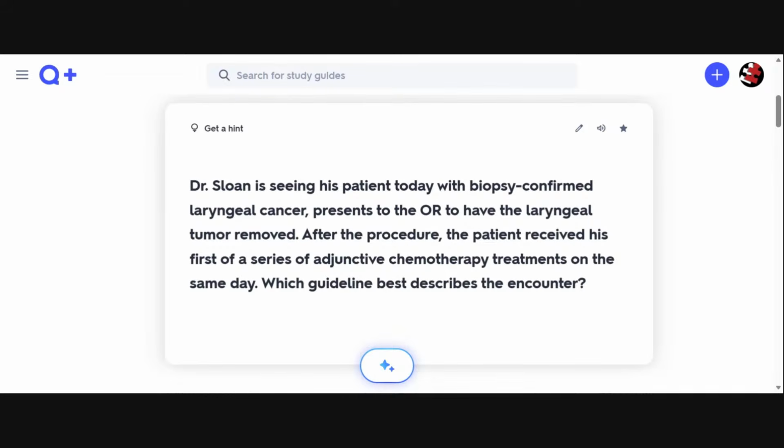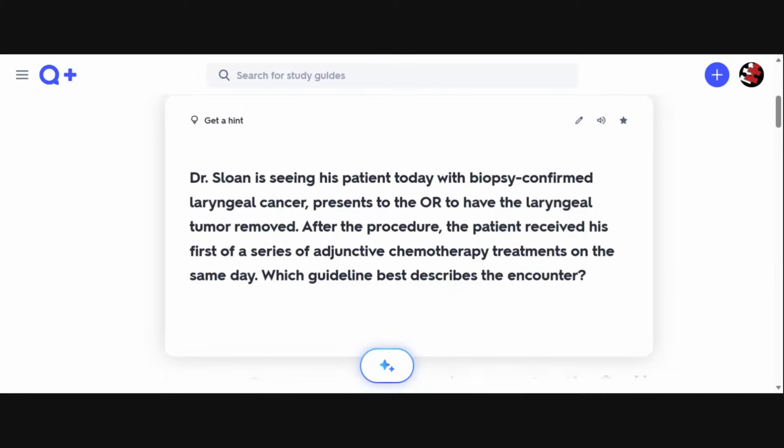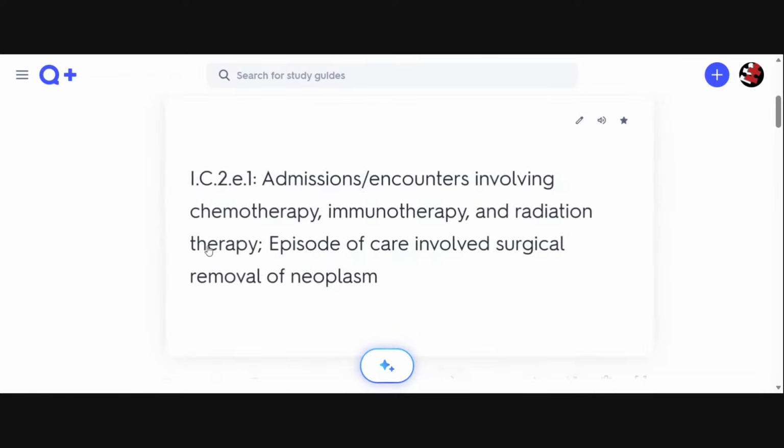Amazing participation in the chat. I know that finding this specific guideline can be a little tricky. I struggle with it a little bit too, to find the exact guideline, but the one that we're going to be using is IC2E1. The title for this is Admissions or Encounters Involving Chemotherapy, Immunotherapy, and Radiation Therapy, episode of care involving surgical removal of neoplasm. I know that's a mouthful, but that is going to be the guideline that we're going to be using to solve this.